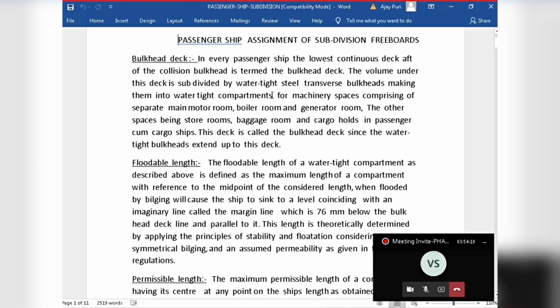So that makes the machinery space watertight, comprising of a separate main motor room, boiler room, generator room. Other spaces will be storeroom, baggage room, cargo holds, and passenger cargo ships. And this deck is called bulkhead deck since the watertight bulkheads are extending up to this deck. Sometimes you get this, what is bulkhead deck, the definition you have to write.